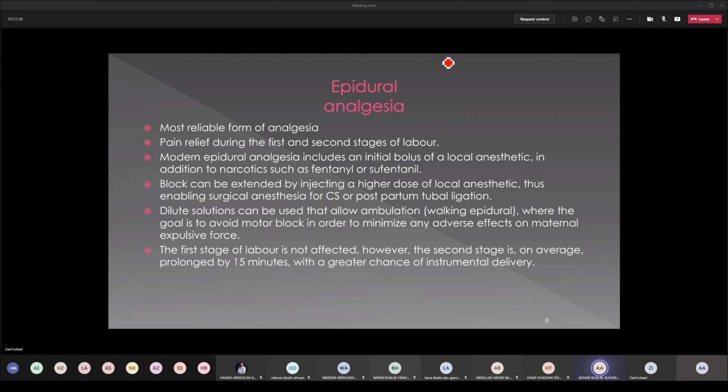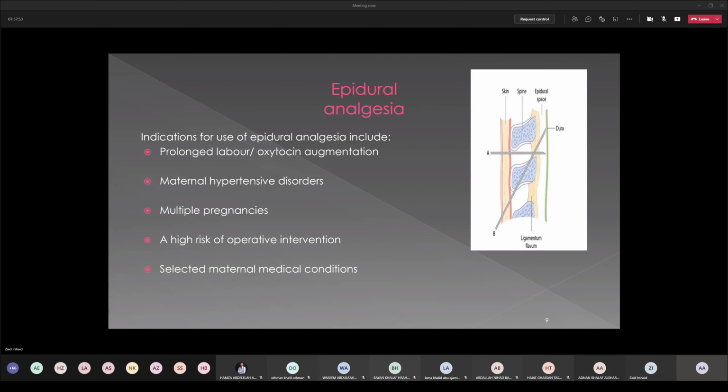However, the second stage is on average prolonged by 15 minutes with a greater chance of اللي هي instrumental delivery. يعني بيصير prolongation للـ second stage of labor اللي هي من فترة cervical change إلى فترة اللي هي expulsion of the fetus. Indications for use of epidural analgesia include prolonged labor or oxytocin augmentation, maternal hypertensive disorders, multiple pregnancies, a high risk of operative intervention, and selected maternal medical conditions.